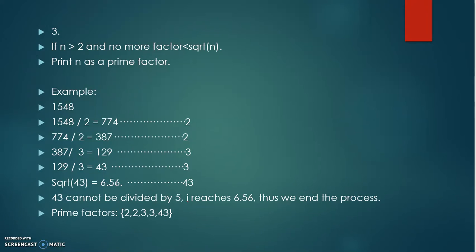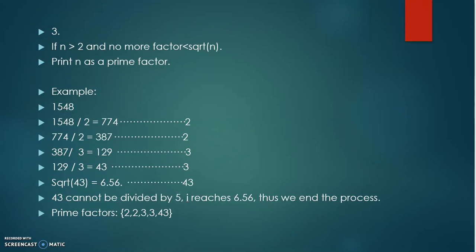So we hit the square root of 43, because we tried to divide it by 5 and it was not divisible, and when we tried to divide it by 7, it is bigger than the square root of 43. So we stop the process and print 43 as our last prime factor. So the prime factors are the list 2, 2, 3, 3, and 43. These are the correct steps of how to find the prime factors of an integer number.